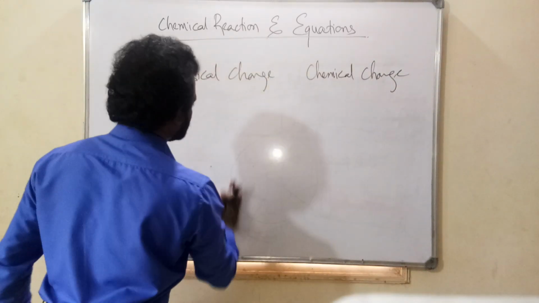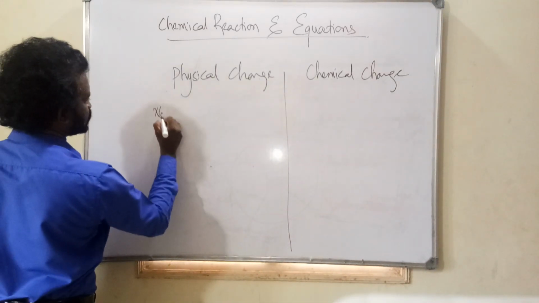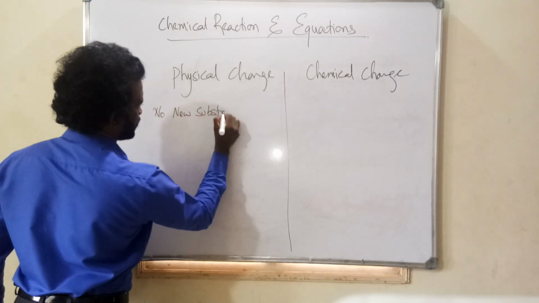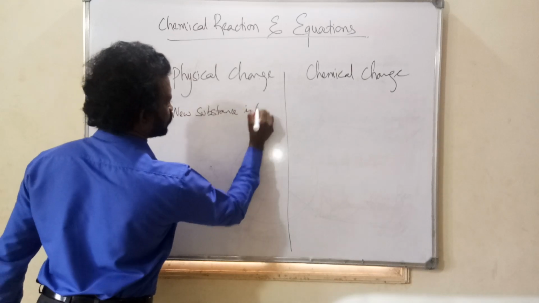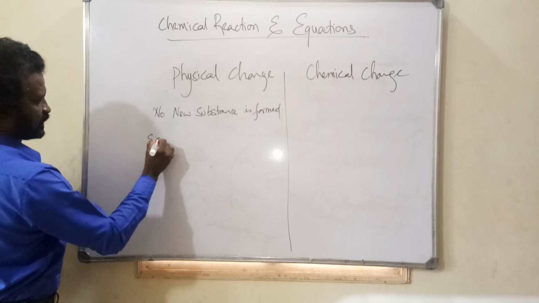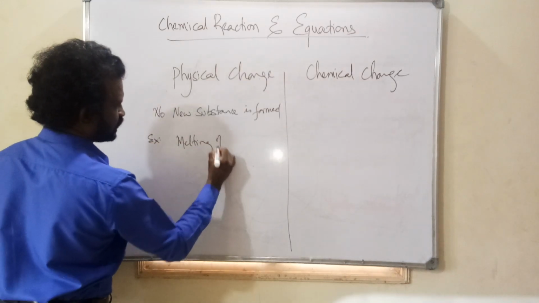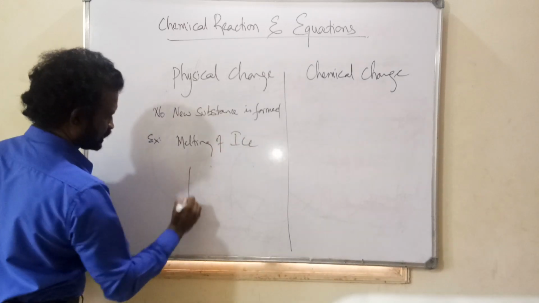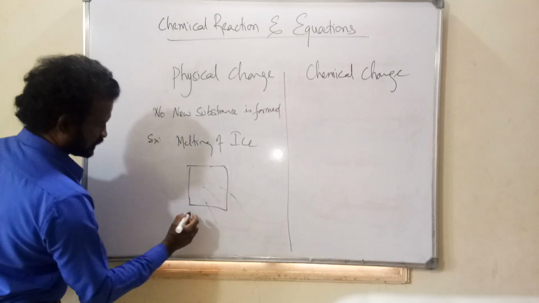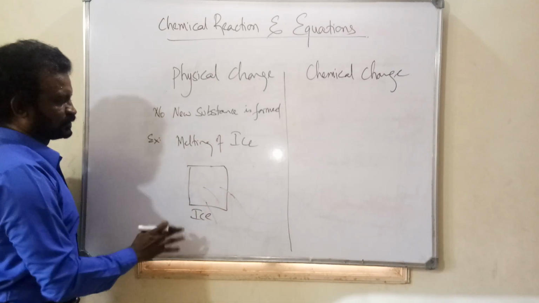Now, what is the definition of physical change? No new substance is formed. Example, melting of ice. Is it clear? Ice melts, and again you can bring it back to ice.